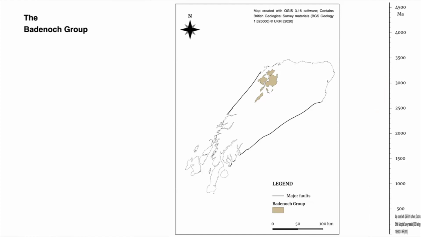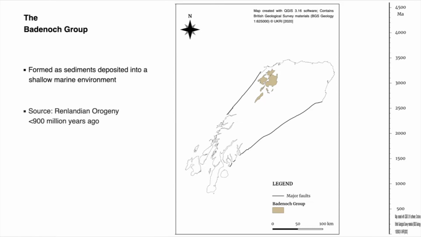The other basement rocks in the Grampian terrane outcrop in the mainland. This is the Badenoch group, and was deposited as sediments in a shallow marine environment. The source of the sediments was at least in part an ancient mountain chain, the Grenvillian orogeny, that was eroded about 900 million years ago, so the sediments were deposited approximately in the same period. The rocks of the Badenoch group were metamorphosed during the Knoydartian orogenic event, around 800 million years ago.